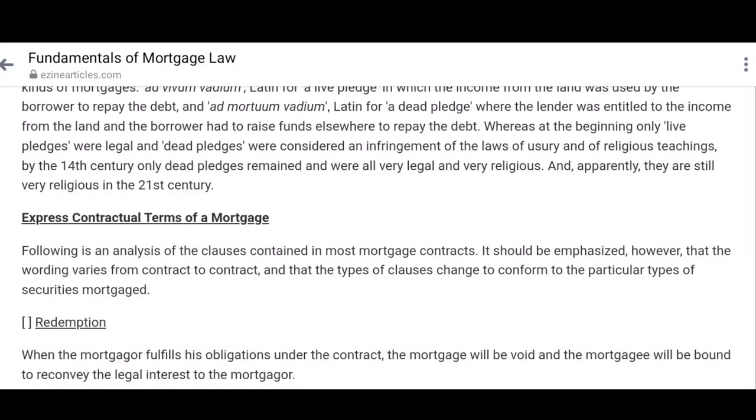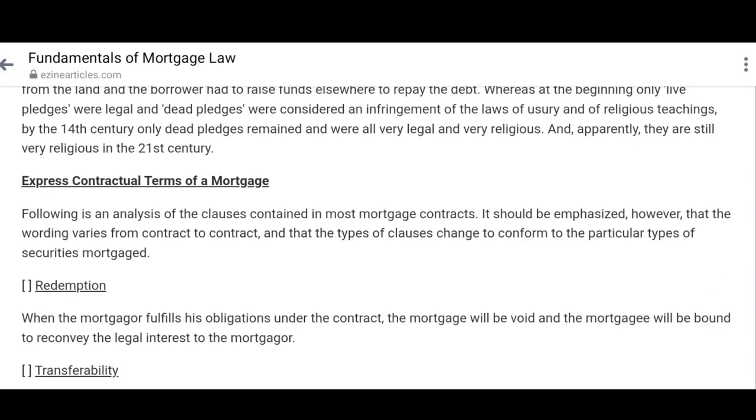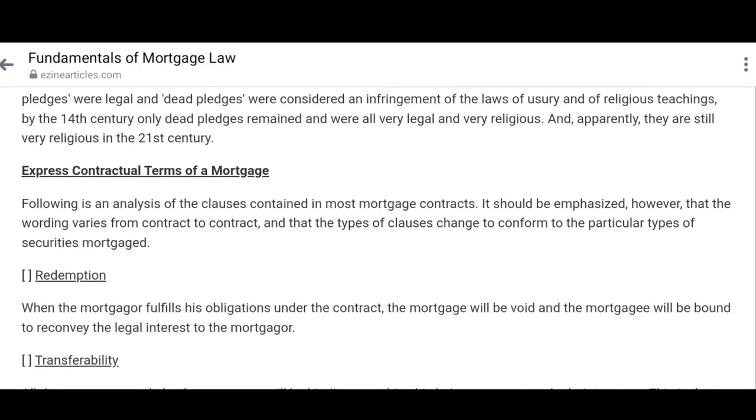Whereas at the beginning only live pledges were legal and dead pledges were considered an infringement of the laws against usury, the religious teachings. By the 14th century, only dead pledges remained, and they were all very legal and very religious. And apparently they are still very religious in the 21st century.